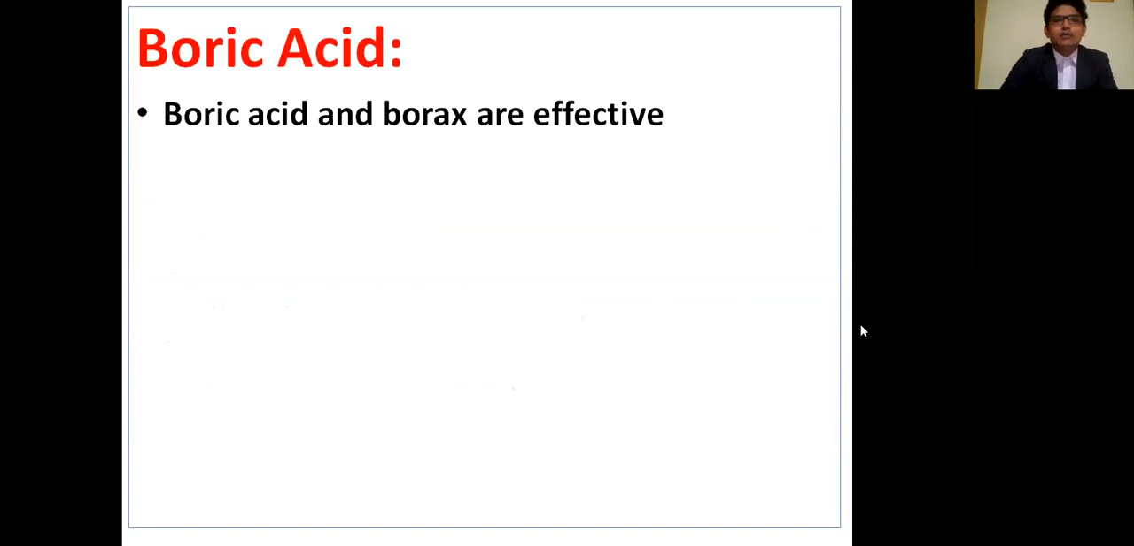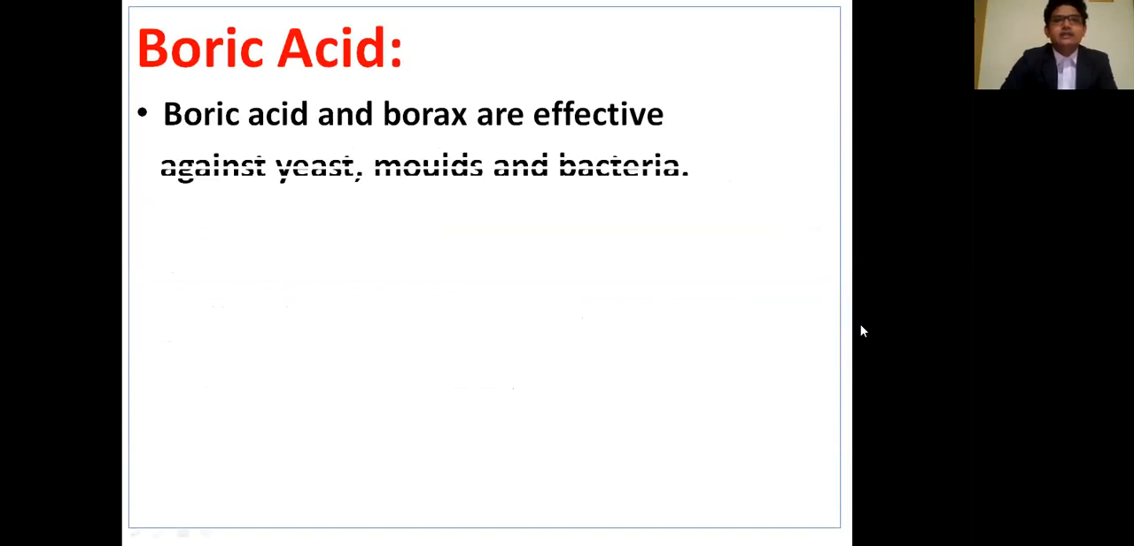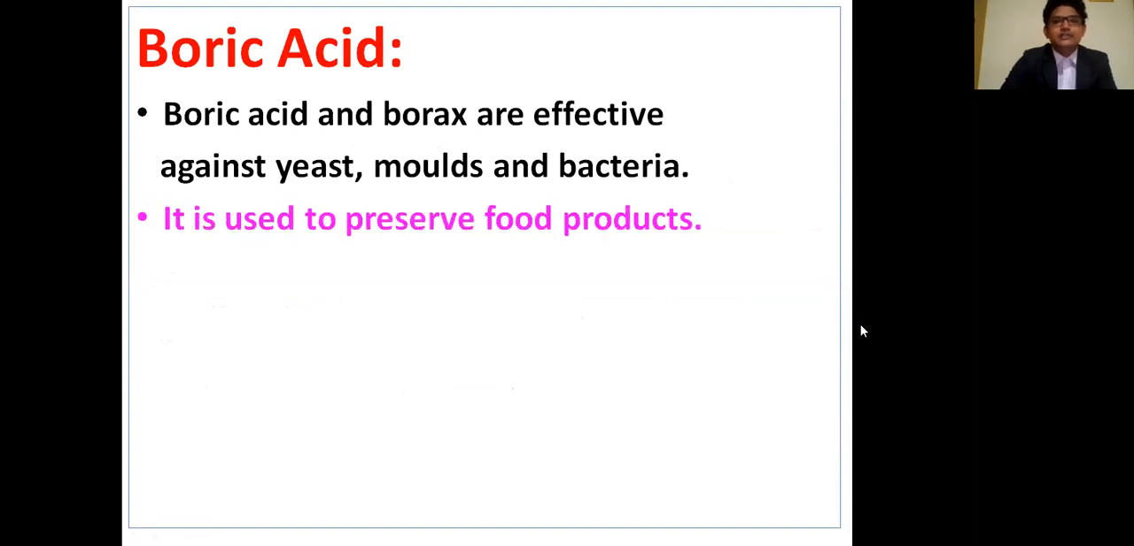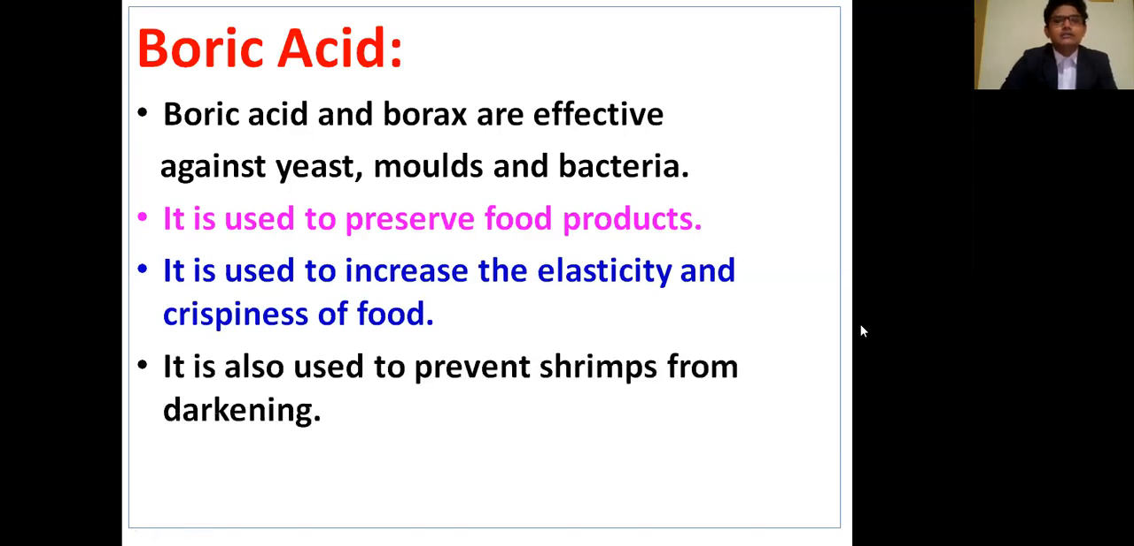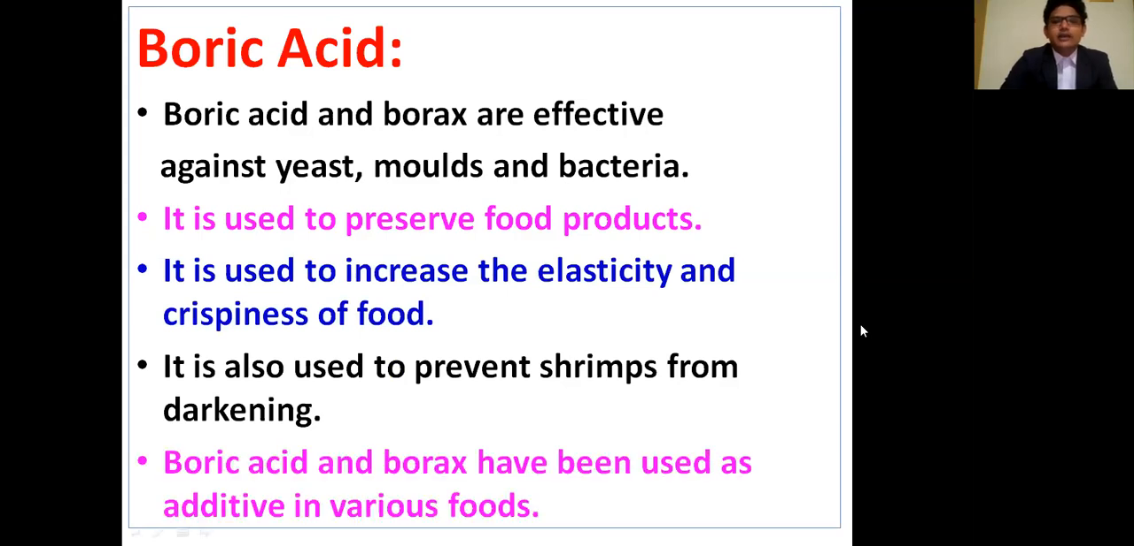Boric acid and borax are effective against yeast, molds, and bacteria. It is used to preserve food products. It is used to increase the elasticity and crispiness of food. It is also used to prevent screens from darkening. Boric acid and borax have been used as additives in various foods.